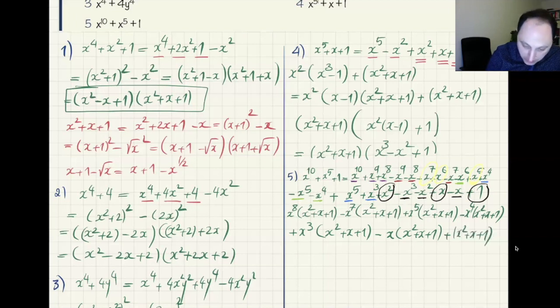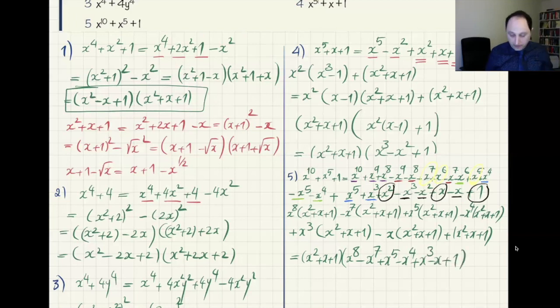Yes, and then if you check, we considered everything here. Yes, everything is actually considered now. So then what can I do? I can factor x squared plus x plus 1 out, and what is left for me is x to the power of 8 from the first one, negative x to the power of 7, positive x to the power of 5, negative x to the power of 4, positive x to the power of 3, negative x, and then finally positive 1. Yes, and this is the factorized form of this expression.